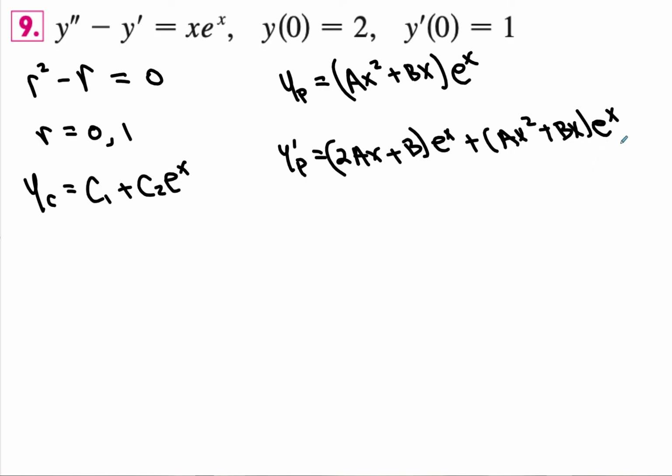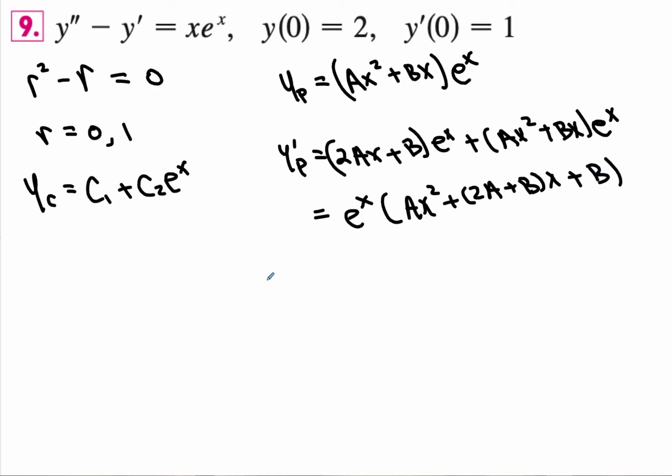Now, I realize that e to the x is common, so if I factor out e to the x and combine the like terms, we get ax squared plus 2a plus b x plus b by itself. All right, that's what we have.